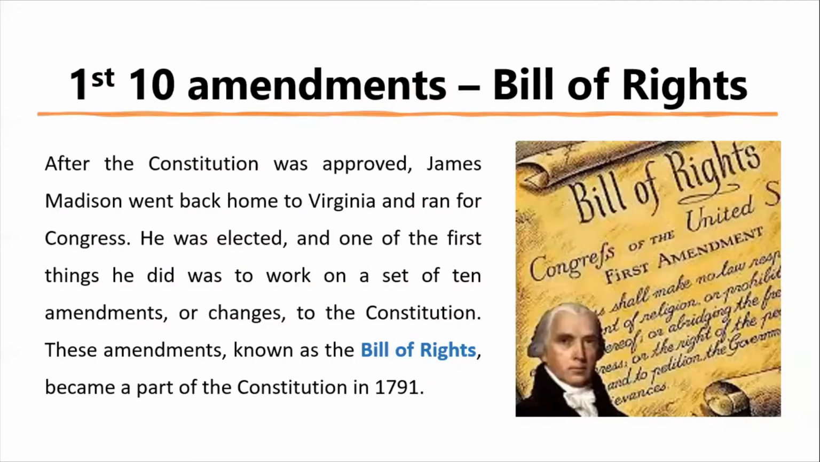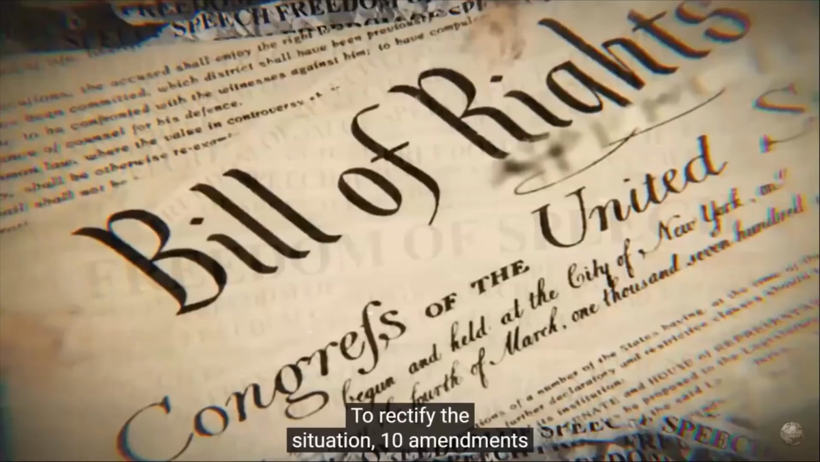The first 10 amendments, Bill of Rights. After the Constitution was approved, James Madison went back home to Virginia and ran for Congress. He was elected, and one of the first things that he did was to work on a set of 10 amendments, or changes to the Constitution. These amendments, known as the Bill of Rights, became a part of the Constitution in 1791.